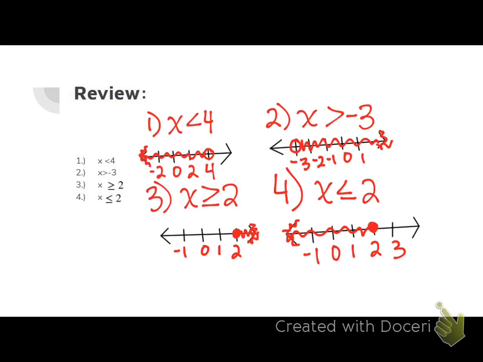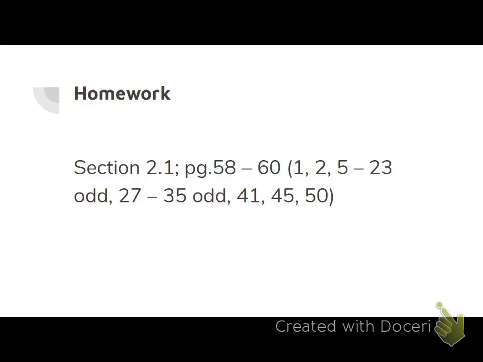Okay? I am going to go ahead and flip because this slide tells us our homework. So we should copy this down either at the top of our notes, somewhere on our notes, or in our planner, or both. Notice that on a couple of these sections, 5 through 23, we're doing the odds. 27 through 35, we're doing the odds.